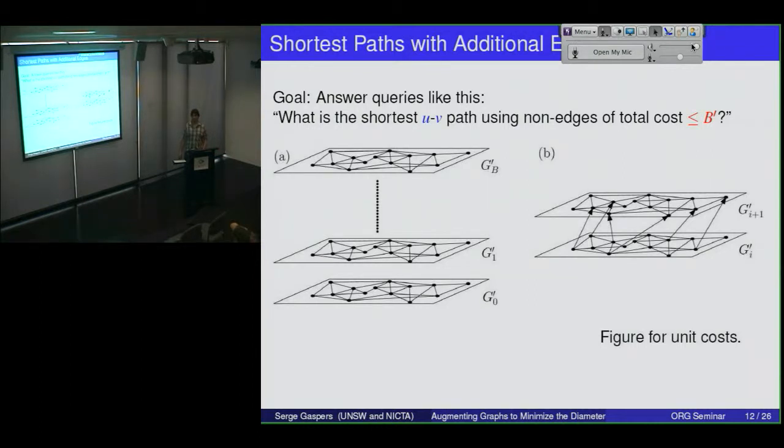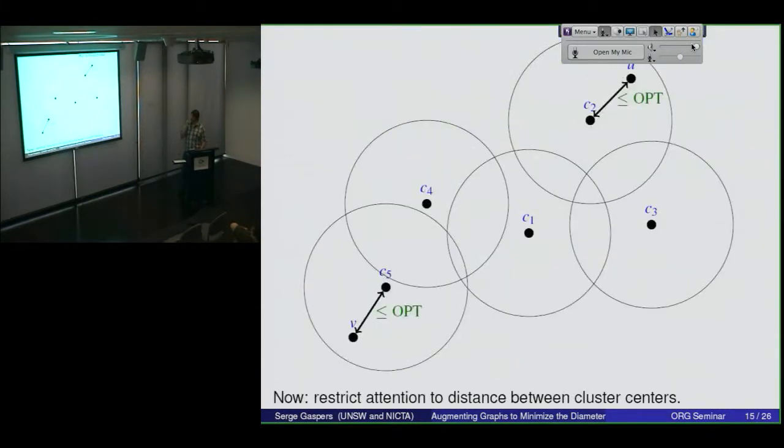Which now brings me to the question: this is for just one pair, and the diameter is for all pairs. So looking in between, how about a constant number of source destination pairs, say two? That would be like U1 V1 and U2 V2. And you want to add edges up to cost B to minimize either the sum or the max of the distance only between these two pairs, because you don't care about any other ones.